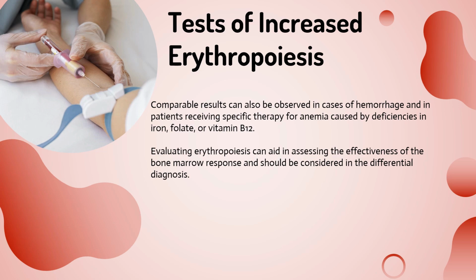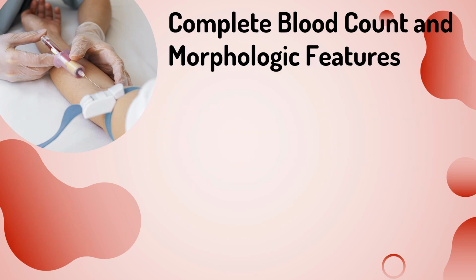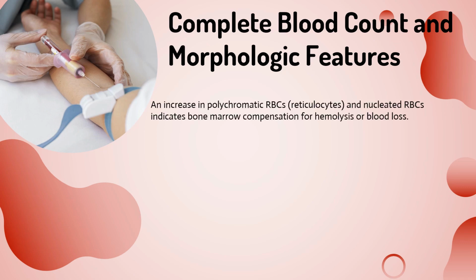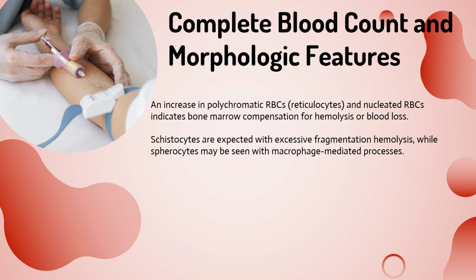Also, we have complete blood count and morphologic features. Peripheral blood film evaluation is crucial in diagnosing hemolytic anemia. An increase in polychromatic RBCs, reticulocytes, and nucleated RBCs indicates bone marrow compensation for hemolysis or blood loss. Schistocytes are expected with excessive fragmentation hemolysis, while spherocytes may be seen with macrophage-mediated processes.